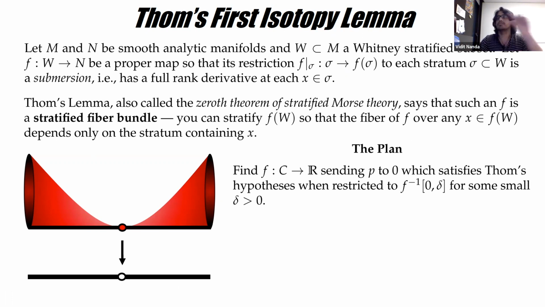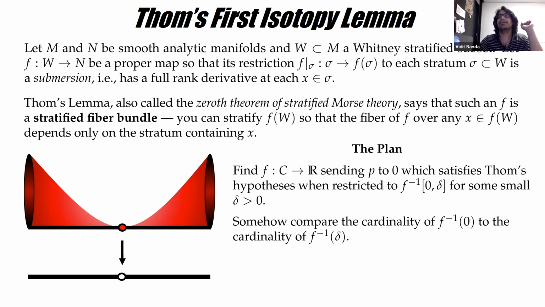bundle hypotheses on some small interval, and compare the cardinalities of level sets at 0 and delta for some small delta. And then the thing we want is a difference of the cardinalities with 1 being added, because the point P itself is counted in the second intersection and we don't want to count it.